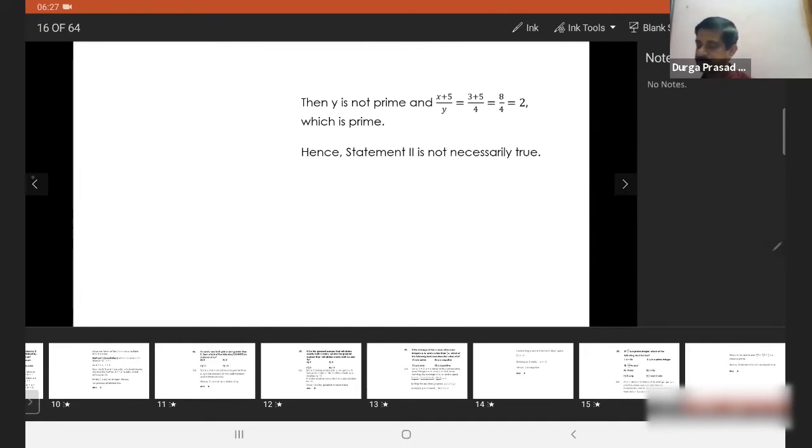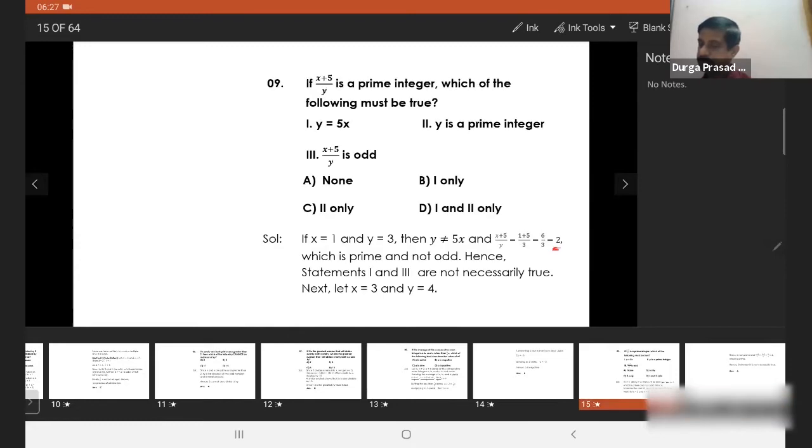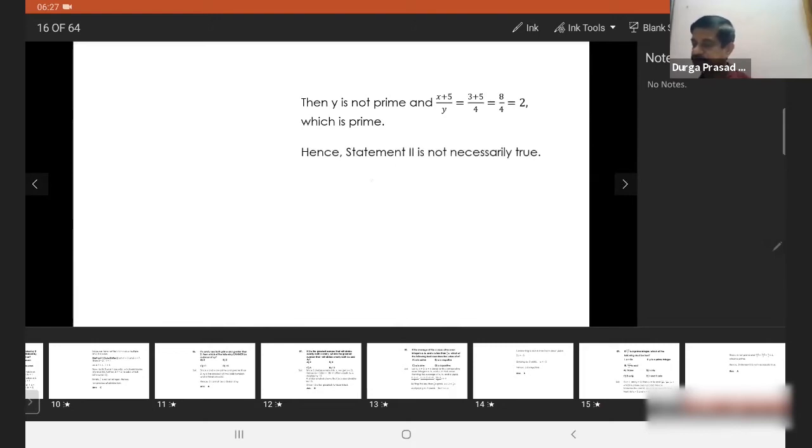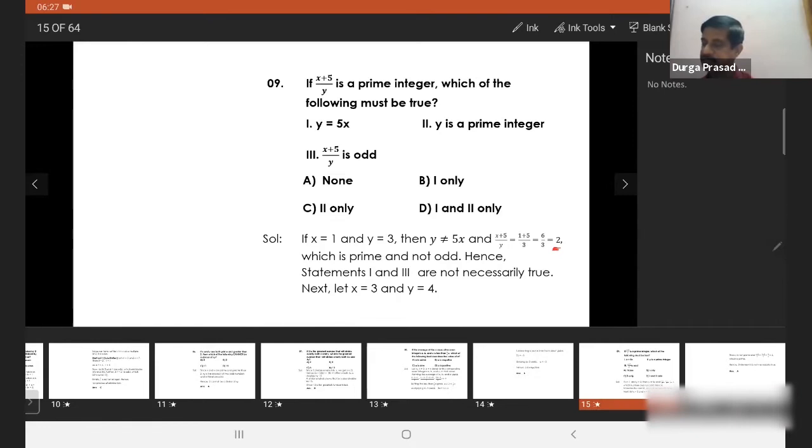So statement 2, what is statement 2? Statement 2 says y is a prime. In the first case we have taken y which is prime. In the second case we have taken 4, which is not prime. So therefore, statement 2 is not necessarily true. So the answer is option A. Please note this first page, then we'll go to the second page.